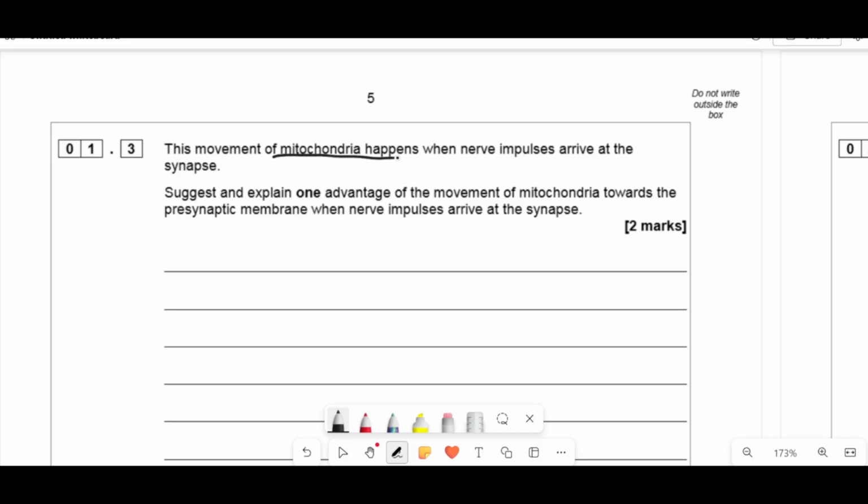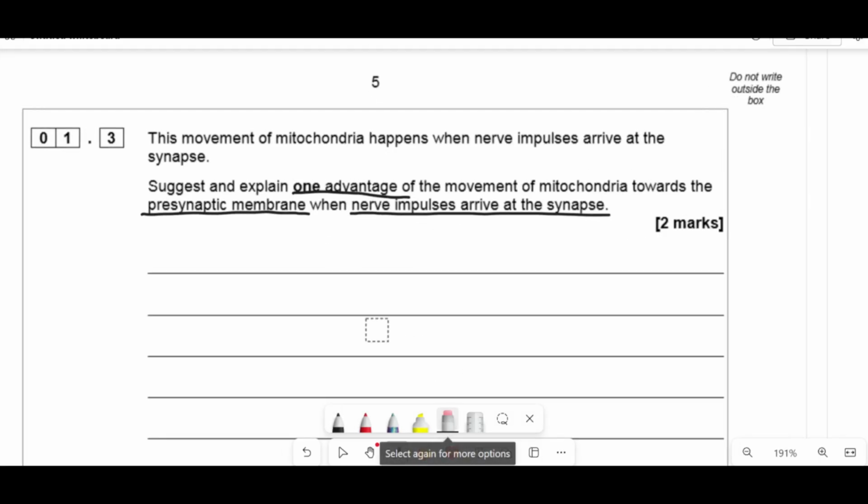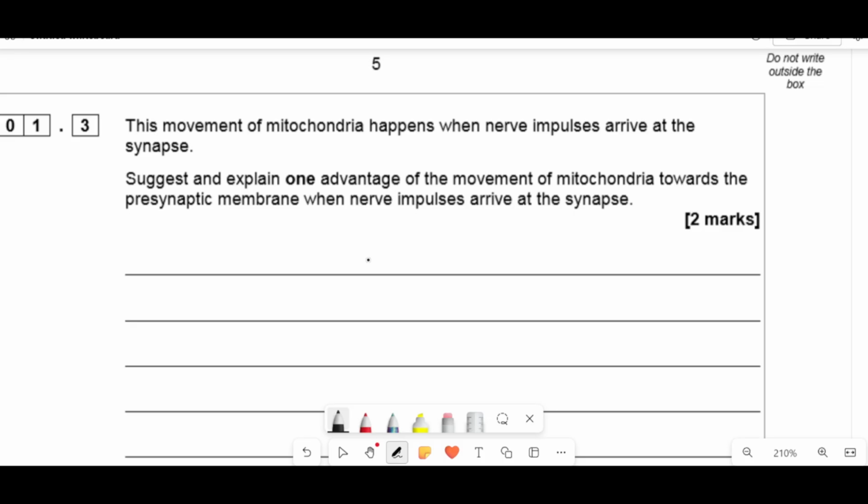So the movement of mitochondria happens when nerve impulses arrive at the synapse. Suggest and explain one advantage of the movement of mitochondria towards the presynaptic membrane when the nerve impulses arrive at the synapse. So we have to think of what the possible uses are in regards to mitochondria and synapse. Mitochondria make ATP, which supplies energy. So you need to think, at synapses, when would I need energy?